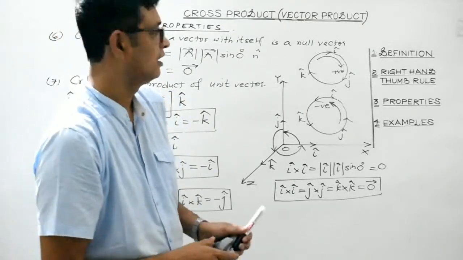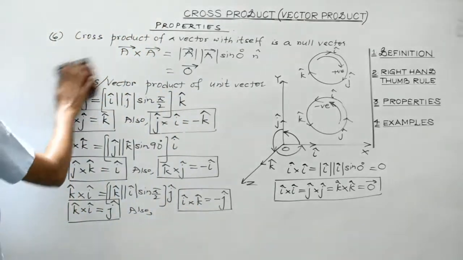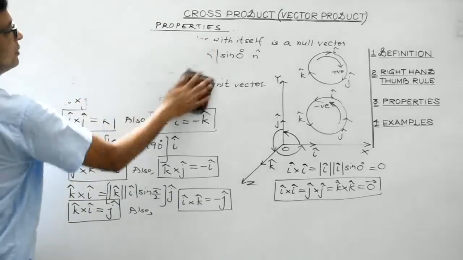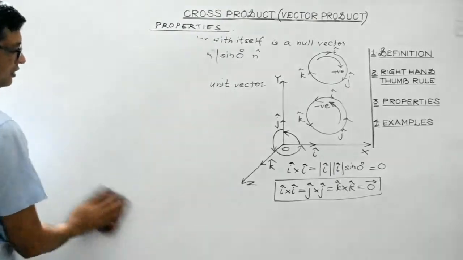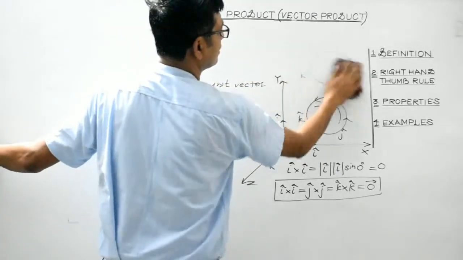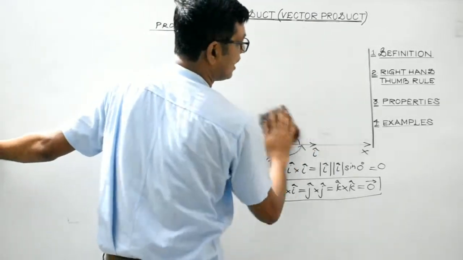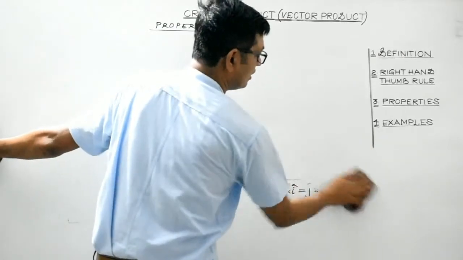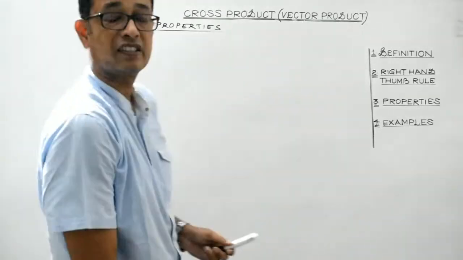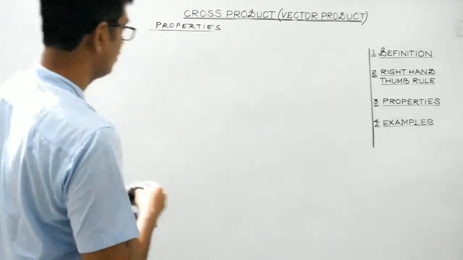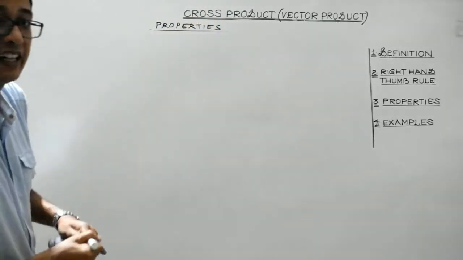Clear, students? So let's proceed with some other important properties of cross product. What we do is, let us consider a vector and b vector to represent the adjacent sides of a parallelogram.